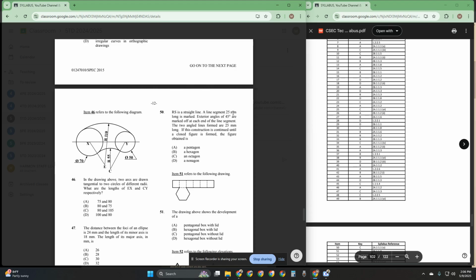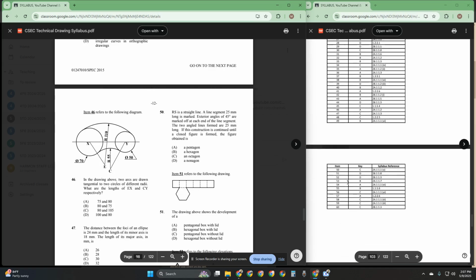Number 50, RS is a straight line. A line segment 25 millimeters long is marked. Exterior angles of 45 degrees are marked off at each end of the line segment. The 2 angled lines formed are 25 millimeters long. If this construction is continued until a closed figure is formed, the figure obtained is... Right, this question lost me a bit. It's kind of long, but you can always pause and read it over. So you have a pentagon, a hexagon, an octagon, or a nonagon.